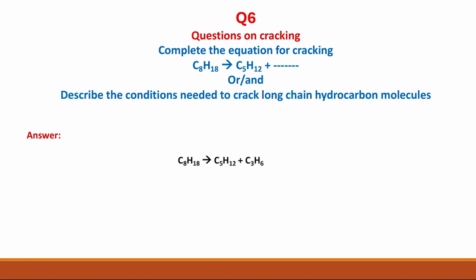When you look at this equation, you find that C8 gave you C5H12, so the remaining is C3H6. So C3H6, which is propene, is the alkene that is produced. And the conditions for the cracking are first high temperature, and second, either using steam or a catalyst.